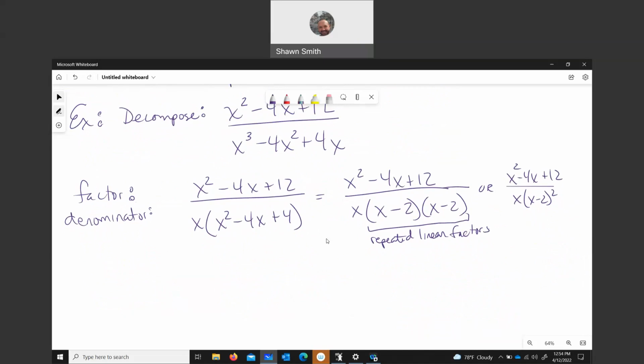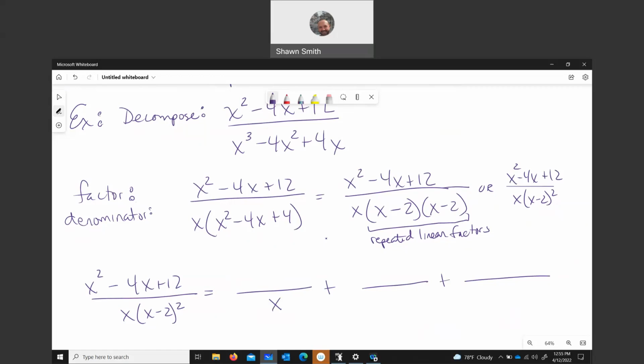How many fractions do I need? 3, right? So I'm going to have x squared minus 4x plus 12 over x times x minus 2 all squared equal to 3 fractions whose denominators combine to form the least common denominator. All you're doing is looking at the factors. I have one factor of x, a factor of x minus 2 just to the first power, and then over here I'll have x minus 2 to the second power.